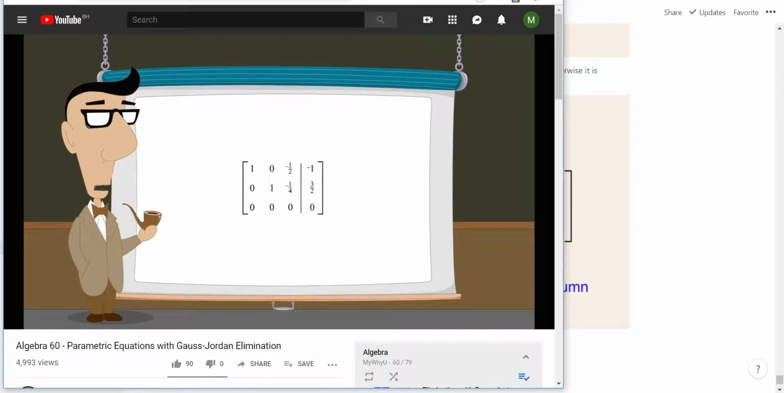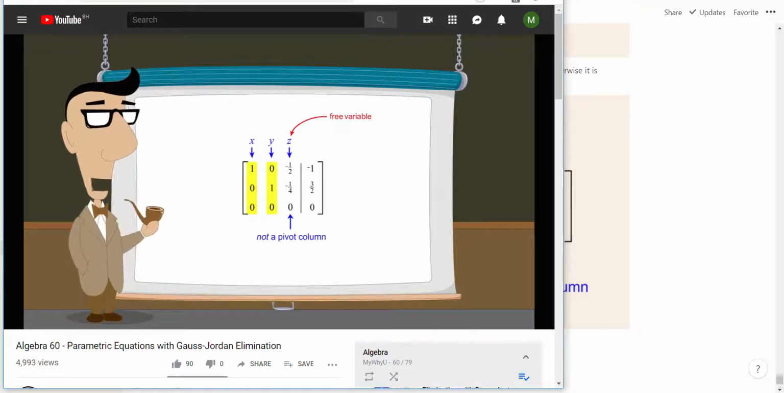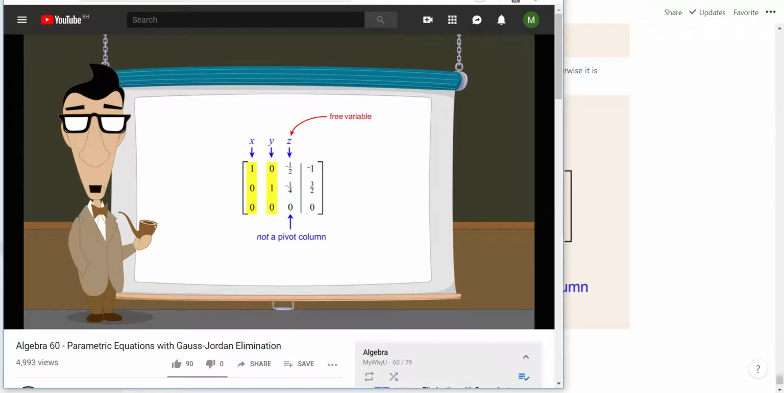In this example, there was only one column left of the vertical line that was not a pivot column, and so there was only one free variable. Our solutions therefore contained only one parameter. But now let's look at an example with more than one free variable, and thus more than one parameter.